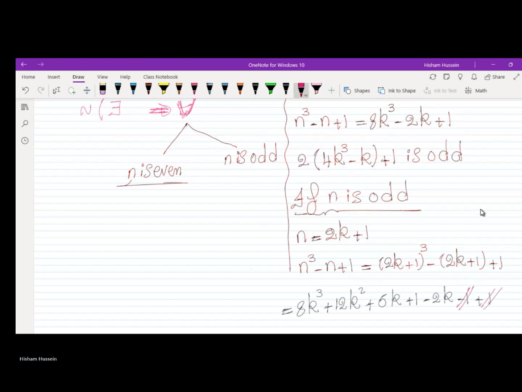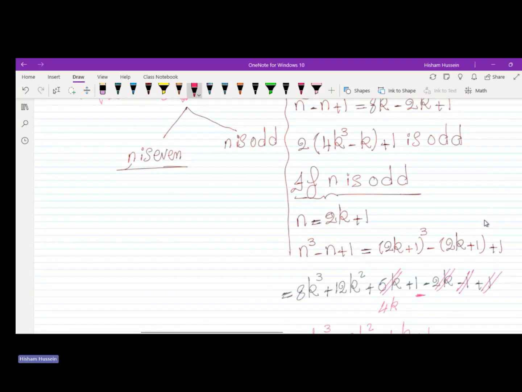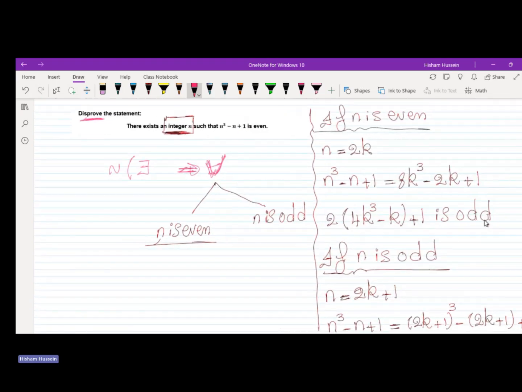Then minus 2k minus 1 plus 1. Already here we have 1. 6k minus 2k is 4k. So the resulting expression is 8k cubed plus 12k squared plus 4k plus 1. Is it even or odd? We can factor 2: 2 times (4k cubed plus 6k squared plus 2k) plus 1, which is odd. So this is the case if we need to disprove a statement starting with "there exists".